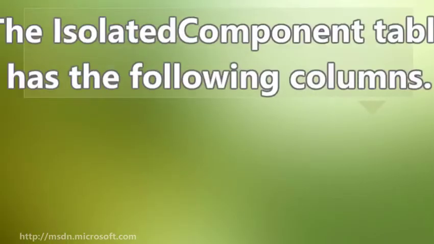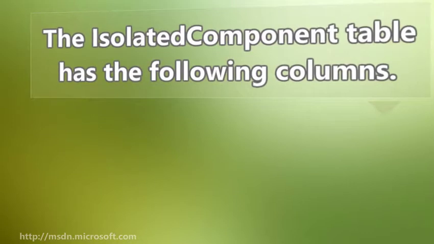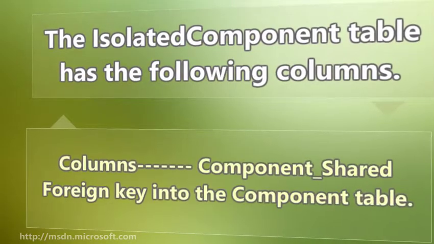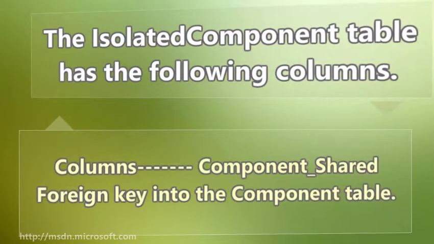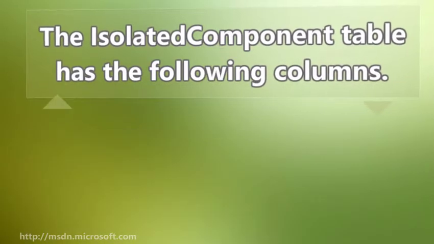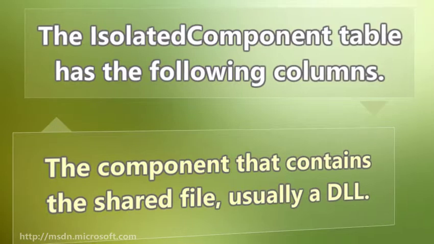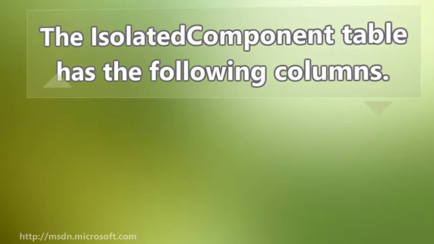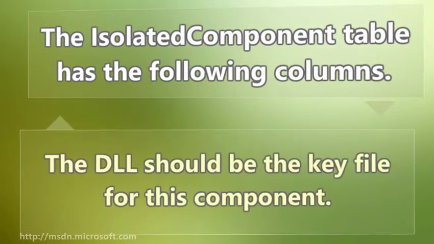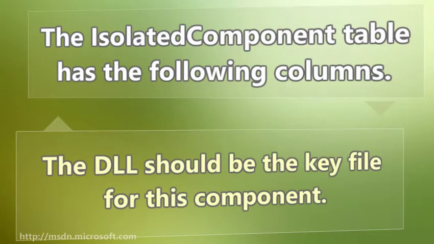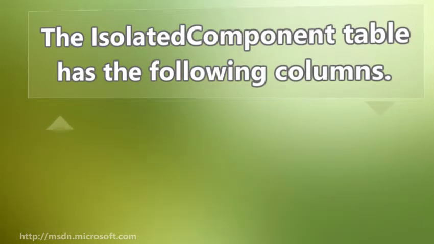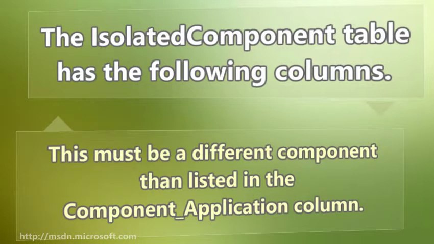The isolated component table has the following columns. Columns: component shared, foreign key into the component table. The component that contains the shared file, usually a DLL. The DLL should be the key file for this component. This must be a different component than listed in the component application column.